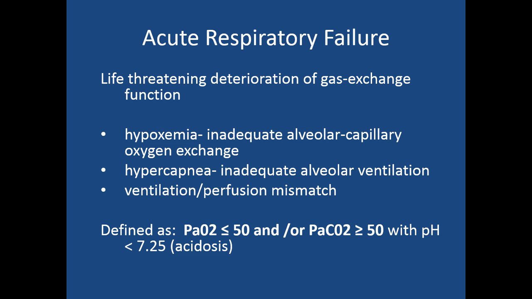If we don't intervene with hypoventilation, hypoxemia, hypercapnia, we can end up in a situation of acute respiratory failure. Acute respiratory failure is diagnosed when the PaO2 has diminished to less than 50 and the PCO2 has climbed to over 50, with a very low pH of less than 7.25, or severe acidosis. And as I said, this is in a situation where we have severe hypoxemia and often severe hypercapnia, usually related to a ventilation-perfusion mismatch.